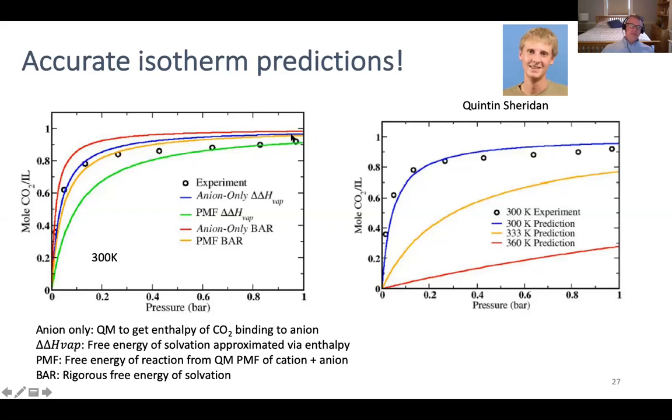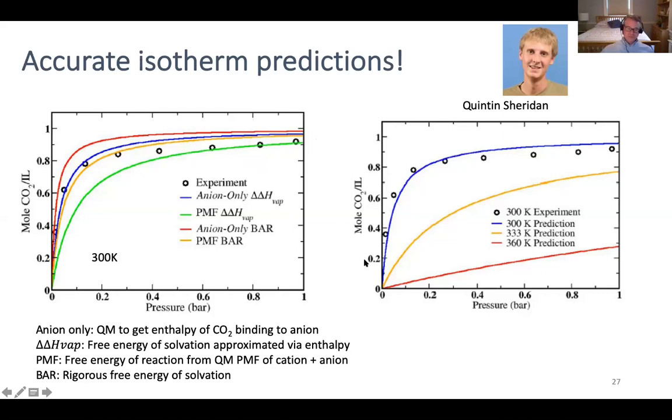We tend to over-predict the experiments. They never get up to 1, and we think there are some impurities in the samples that maybe cause them never to get to 1. And then we can do temperature-dependent values as well. This is pretty remarkable, that with this pretty simplified thermodynamic cycle we can get good estimates of these.